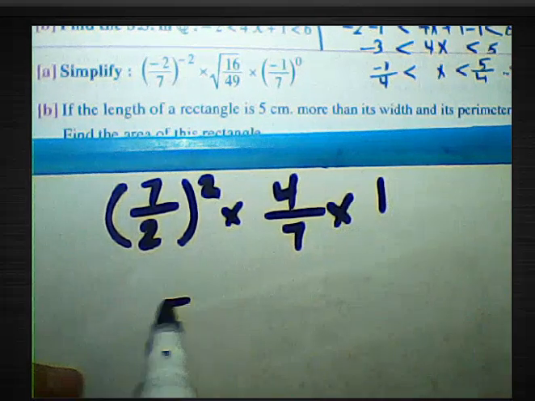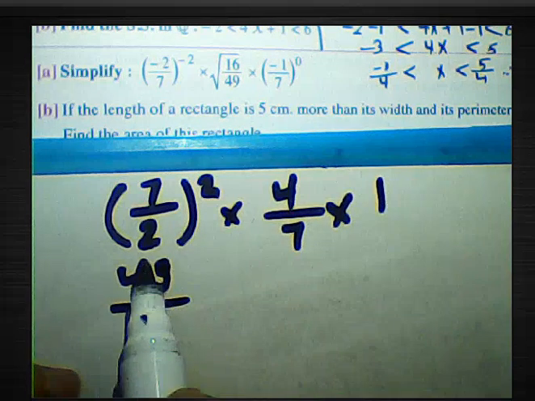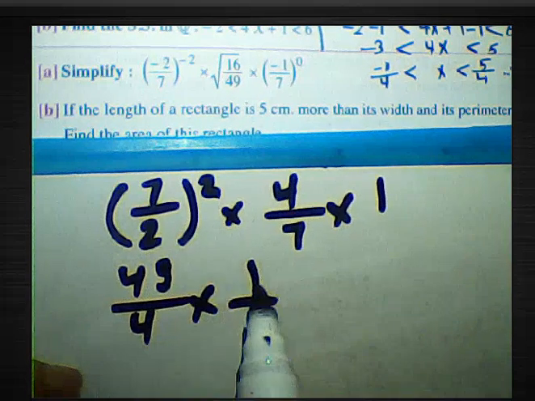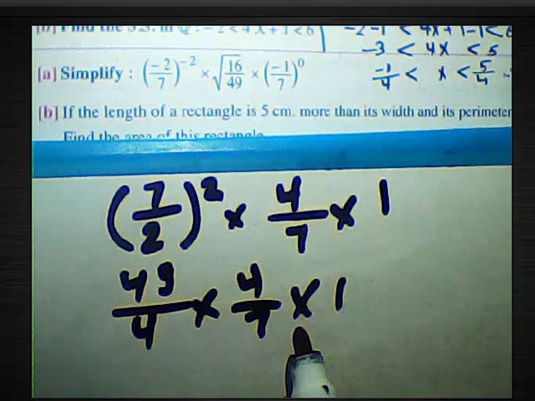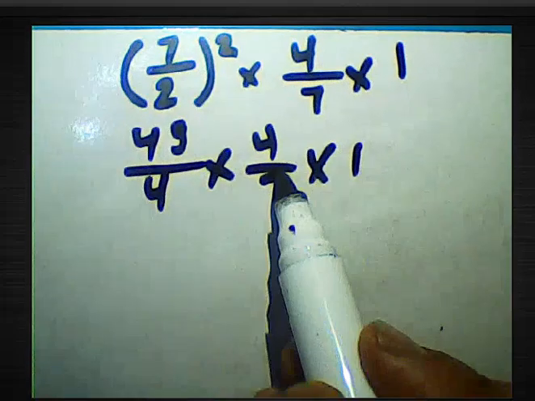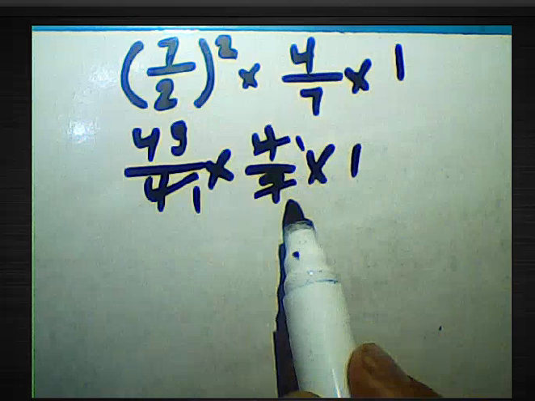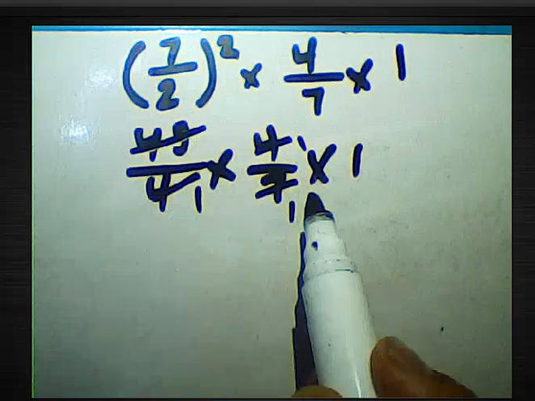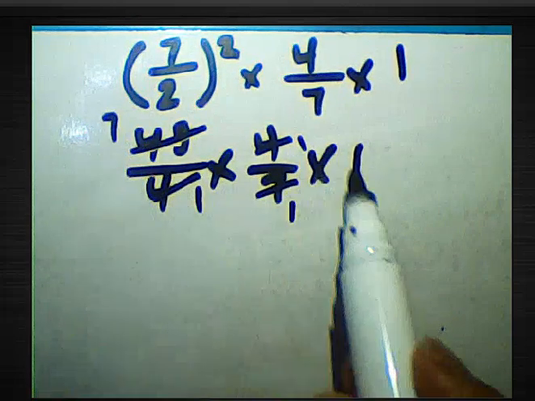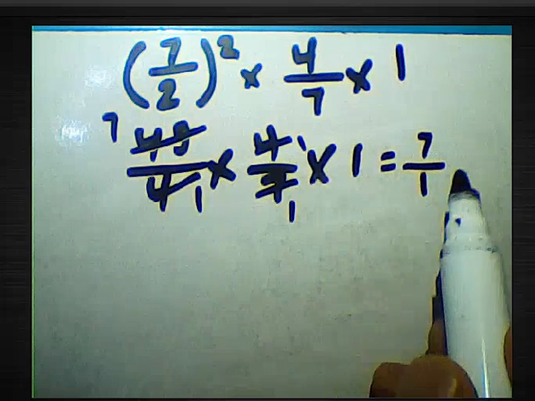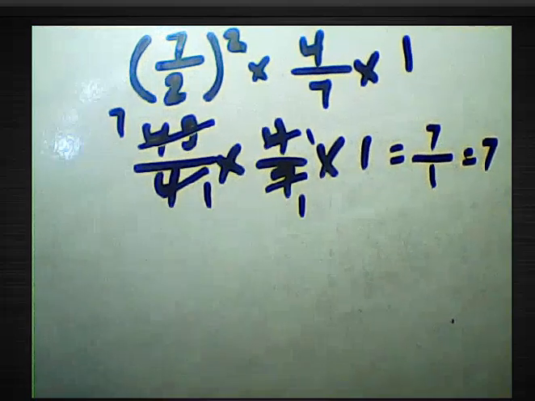We have the result here. 7 power 2 equals 49, 2 power 2 equals 4, multiplied by 4 over 7, multiplied by 1. And then we can simplify it. 4 divided by 4 equals 1, 7 divided by 7 equals 1, 49 divided by 7 equals 7, 7 times 1 equals 7 over 1 equals 7. The result will be 7.